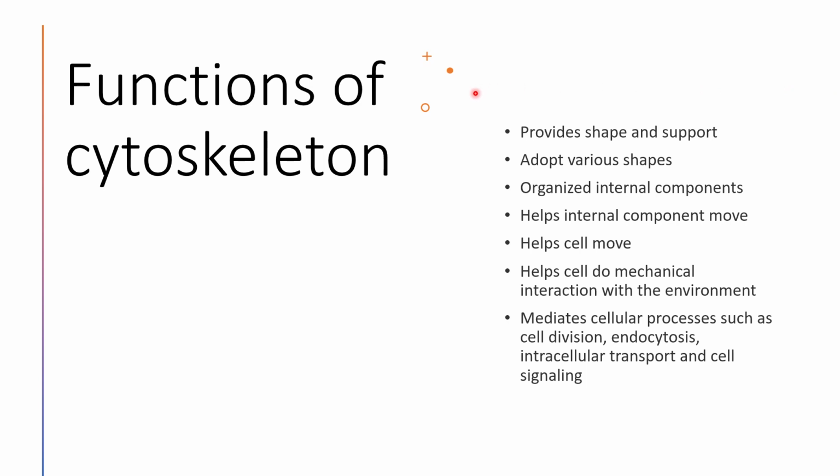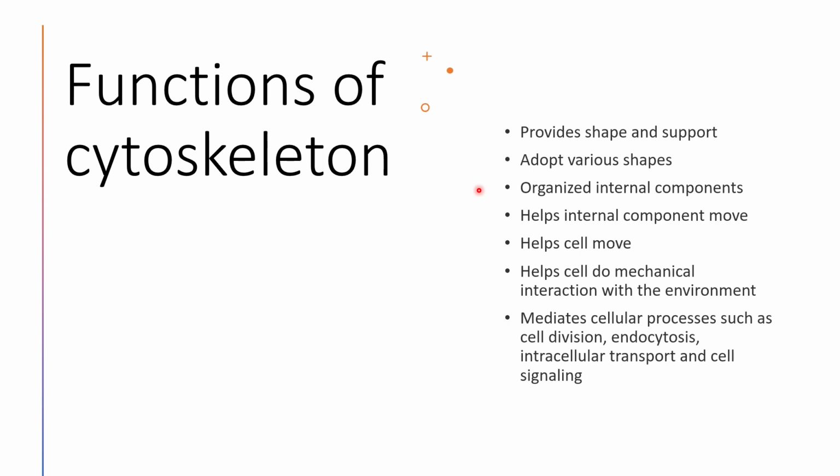There are many functions of cytoskeleton. The first one is to provide shape and support to the cell. The cytoskeleton holds the structure of the cell. That's how cells are either round or spherical in shape. And some cells can change their shapes, and cytoskeleton also helps in doing that.